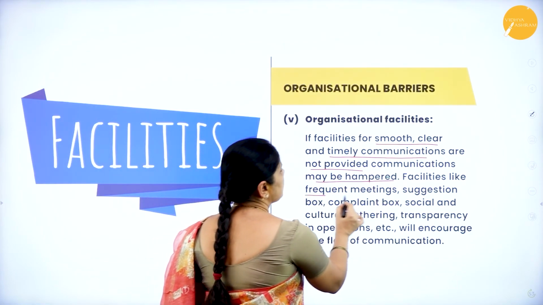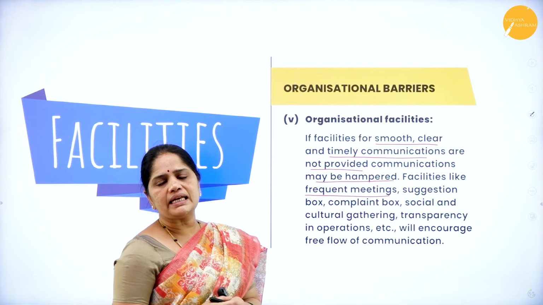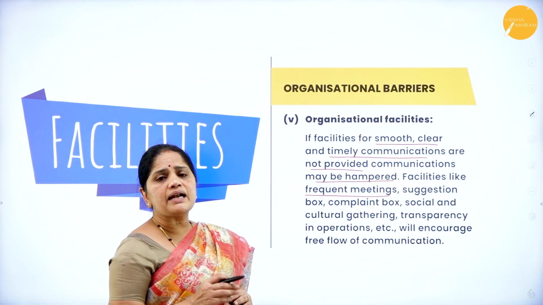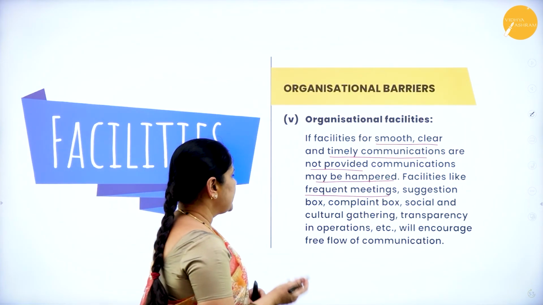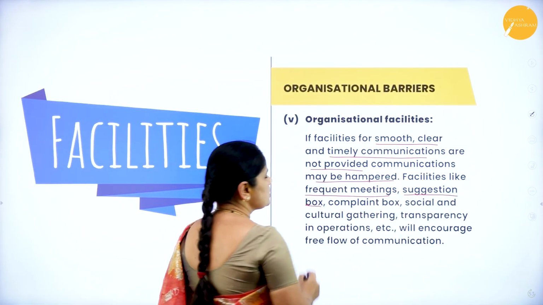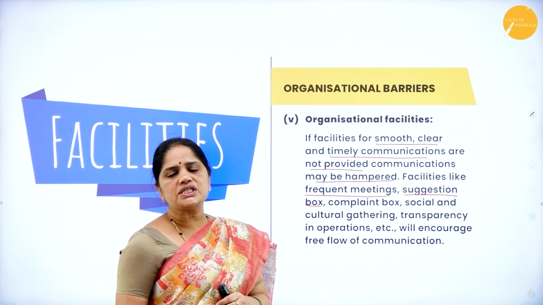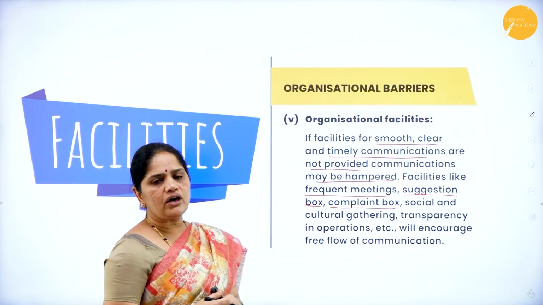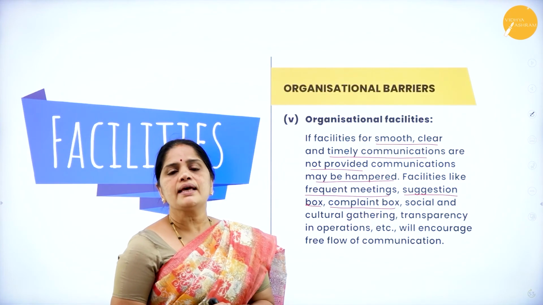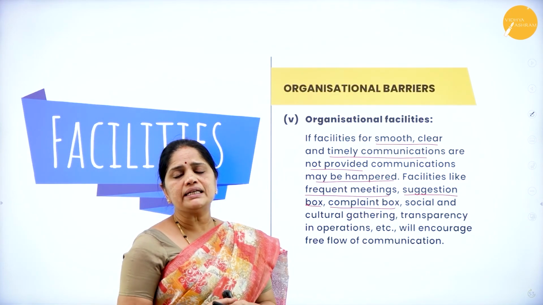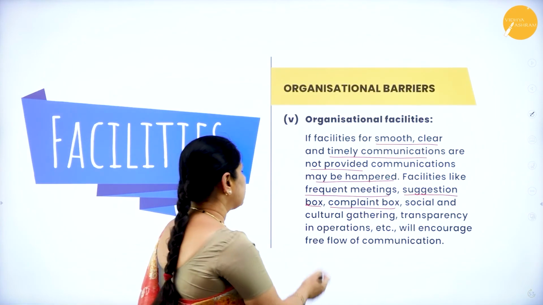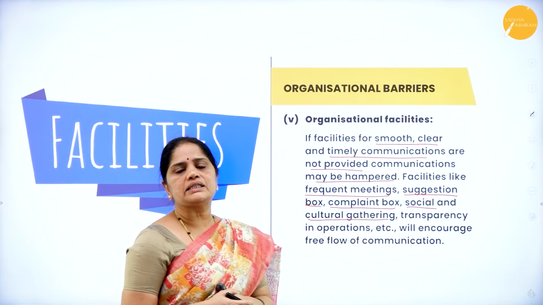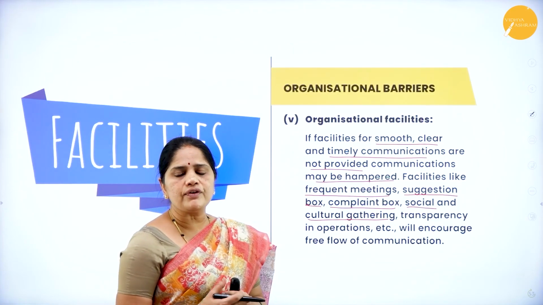So we should see that there are frequent meetings. Whenever there is any discussion between the superior and the subordinates, he should call a meeting of the subordinates and see that proper information has been conveyed to them. Then the next one is the suggestion box. The superior can also request suggestions from his subordinates. Then the complaint box. If there are any complaints regarding any of the facilities provided in the organization, the employee should be free to complain, and it will be through the complaint box. And then social and cultural gatherings. Whenever there is a social and cultural gathering in the organization, it will facilitate the free flow of communication.